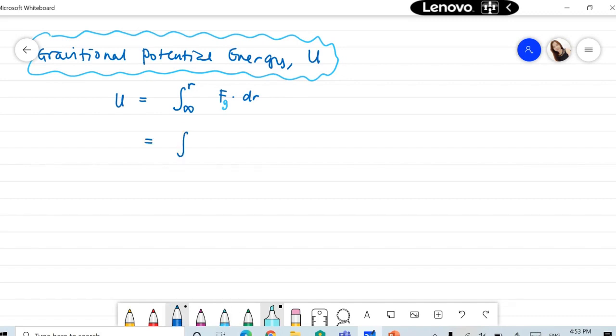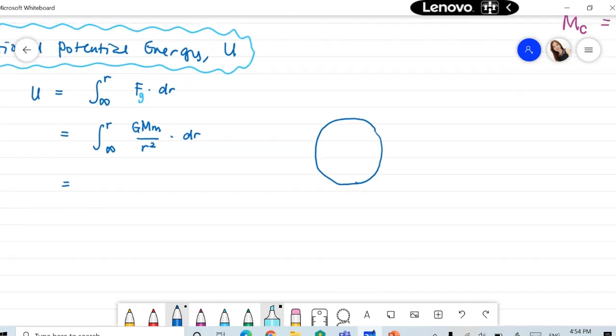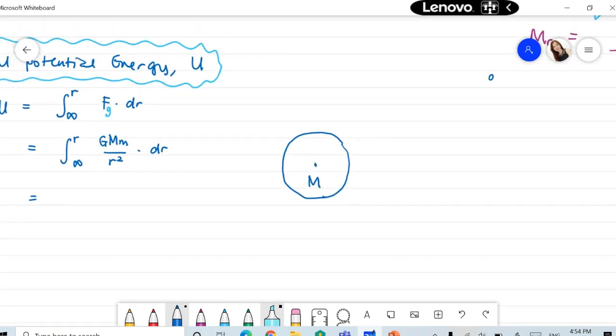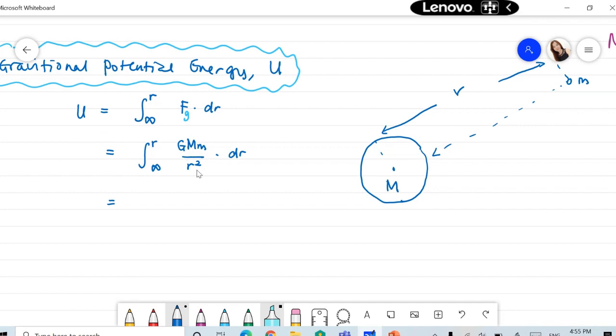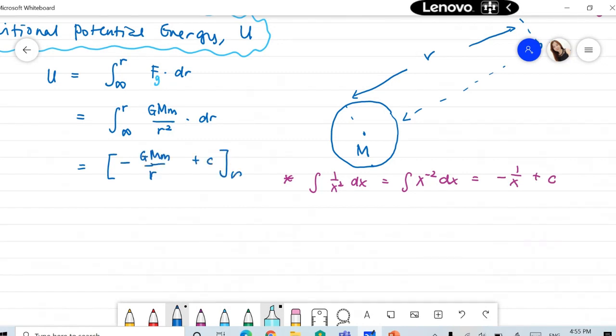Then, according to Newton's law of universal gravitation, this gravitational force is G M m divided by r squared, dot with dr, from infinity to a point with a distance of r. G is a constant, M is the mass of the planet, and this small letter m is the mass of the object. So if I have a planet here, and an object from very far, infinity, the mass of the planet is M and the mass of the object is m, so you have to integrate 1 over r squared with respect to r. For example, if you integrate 1 over x squared with respect to dx, you will get negative 1 over x plus c. So negative G M m over r plus c, from infinity to r.